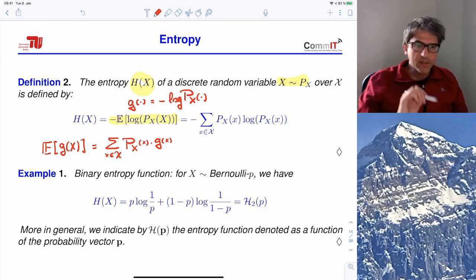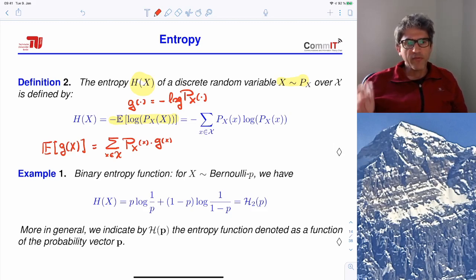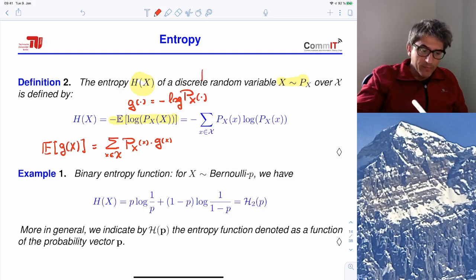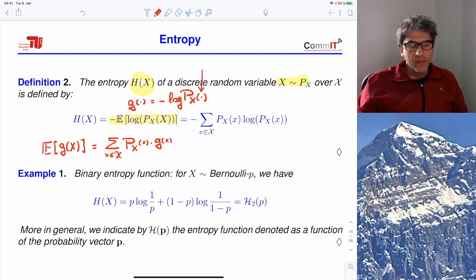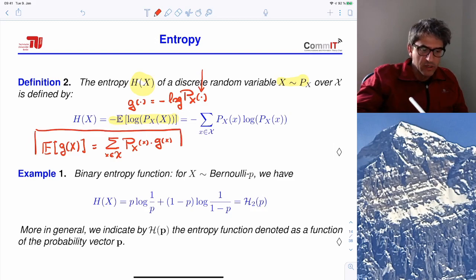Remember, the subscript x in p sub x is just a reminder that this is the PMF of the random variable x. The argument of the PMF is the specific value for which p sub x of this value is the probability. Now if we evaluate this function at a specific small x in the alphabet, this is just a number, a deterministic value. If we evaluate this function at a random argument big X, this becomes a random variable, and then we take the expectation.